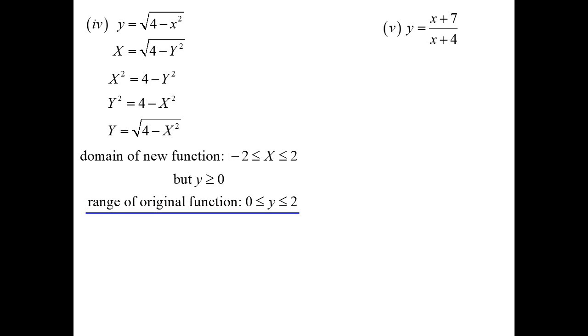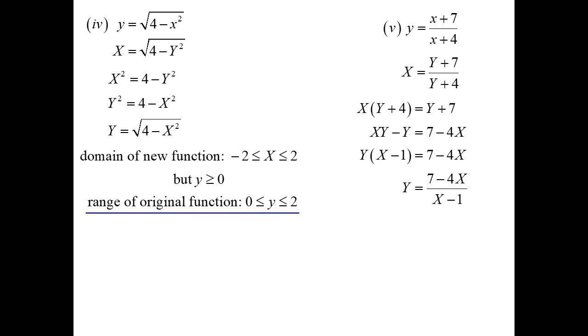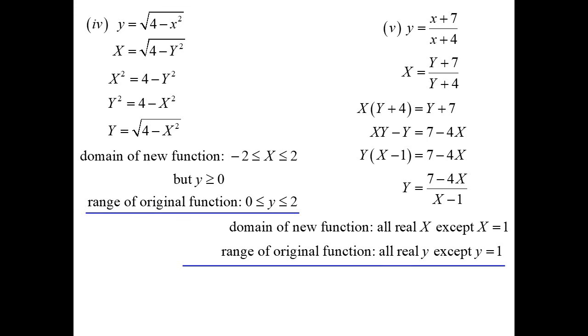Y equals x plus 7 on x plus 4. Swap the x and the y's around. Eventually I get y is 7 minus 4x on x minus 1. Well, that domain would be all real x except x is equal to 1. Therefore, the range of the original function is all real y except y is equal to 1. And yes, indeed, that does turn out to be the range of that original function. All right, so that's maybe a use for inverse functions you could have.